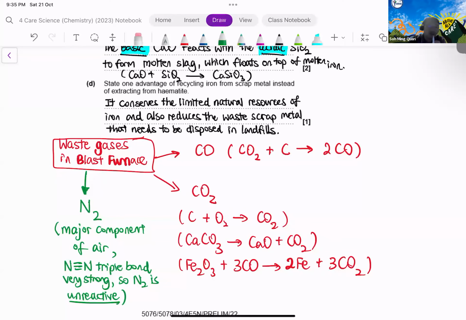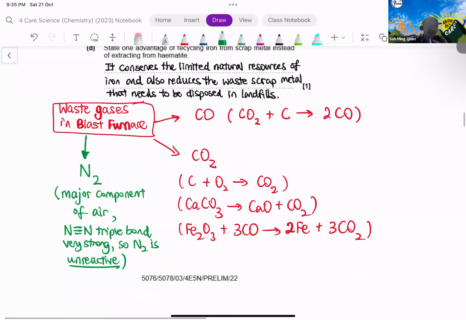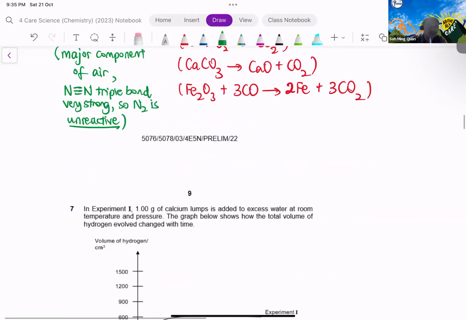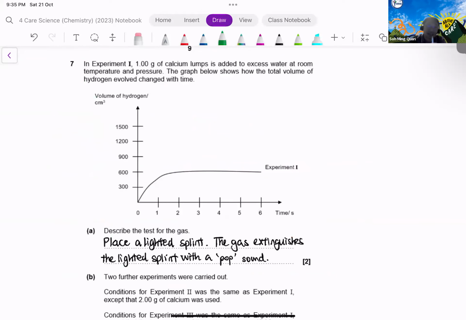Okay, and that concludes question 6. Let's move on to question 7. Question 7 is about speed of reaction. Now, the test for the gas, I think I'll just leave it up to you to figure out. The answer is there already. Now, this is about volume of hydrogen gas against time.